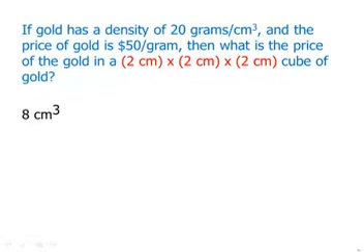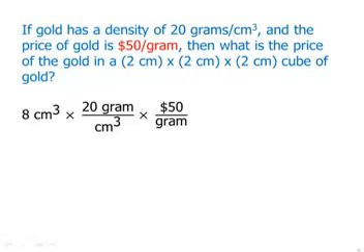Well, I want to multiply that by a rate so those cubic centimeters cancel. So I'm going to multiply it by that first rate, 20 grams per cubic centimeter. That way the cubic centimeters will cancel. Then I'd be left with grams. Now I want to multiply something so the grams cancel. If I multiply now by $50 per gram, then the grams cancel, and I'll be left with units of dollars. And that's what we're looking for.